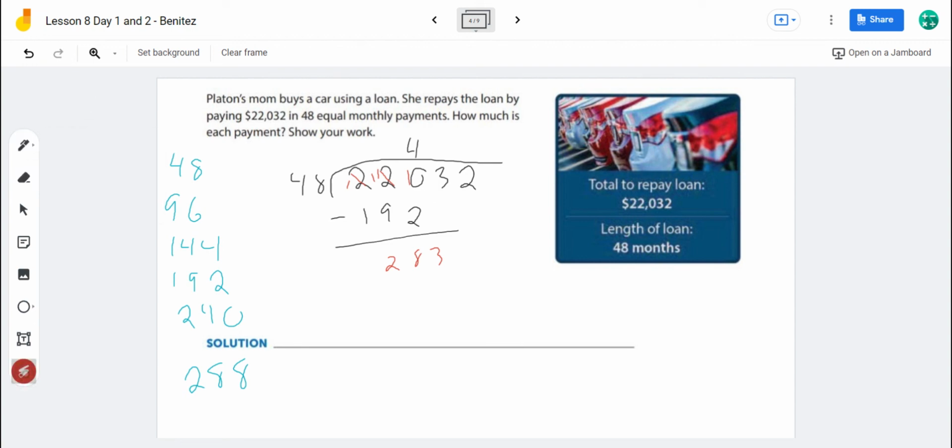So 48 goes into 283 1, 2, 3, 4, 5, 5 times. Minus 240. 3 minus 0 is 3. 8 minus 4 is 4. Bring down the 2. Alright, so we do need a little bit more multiples of 48.